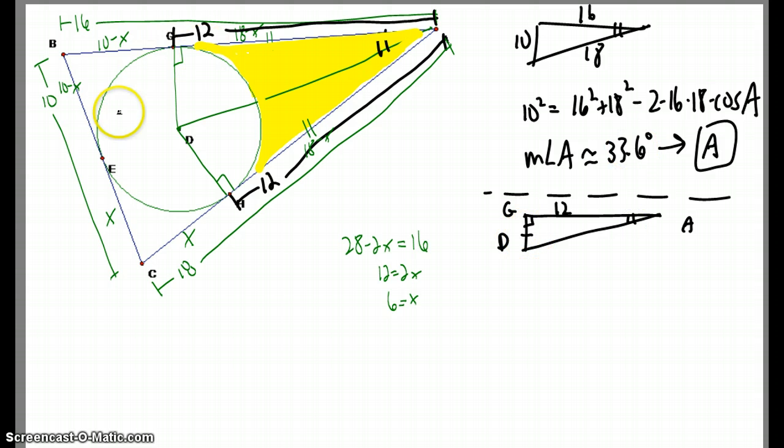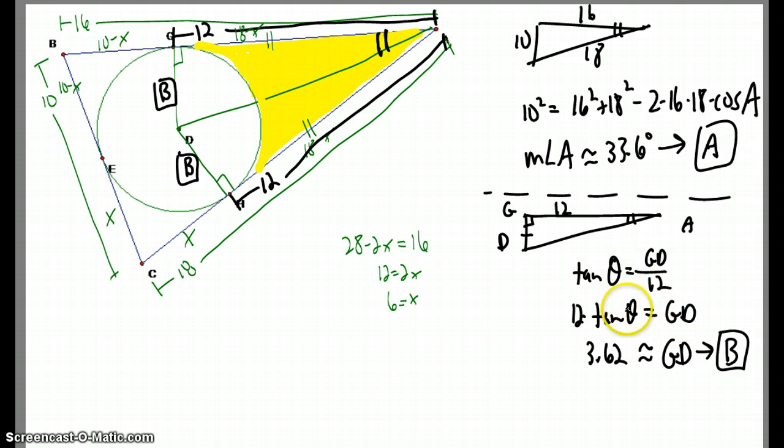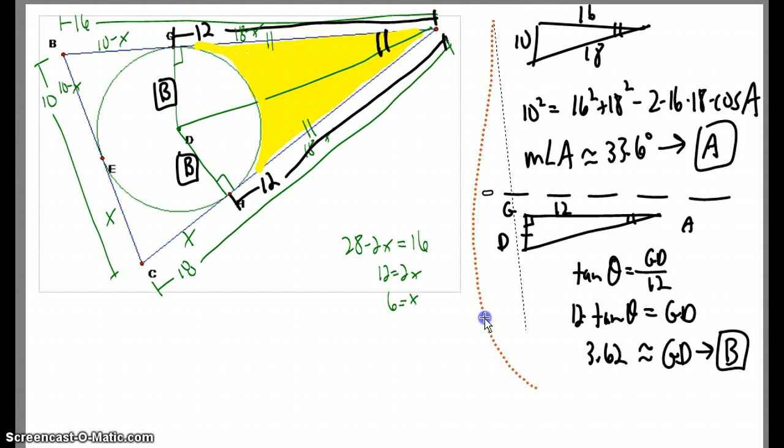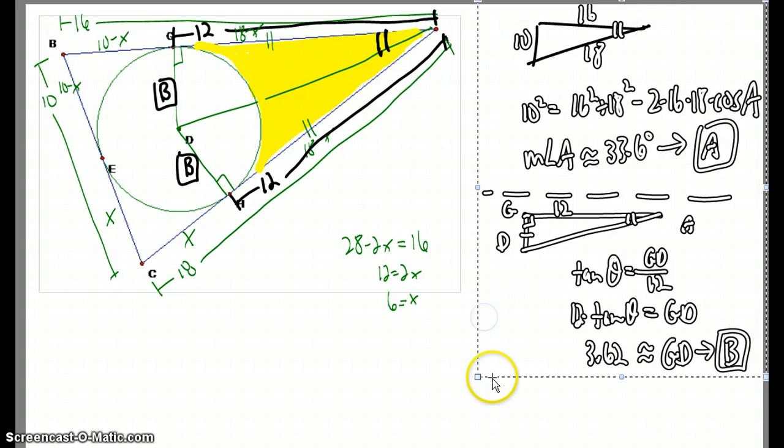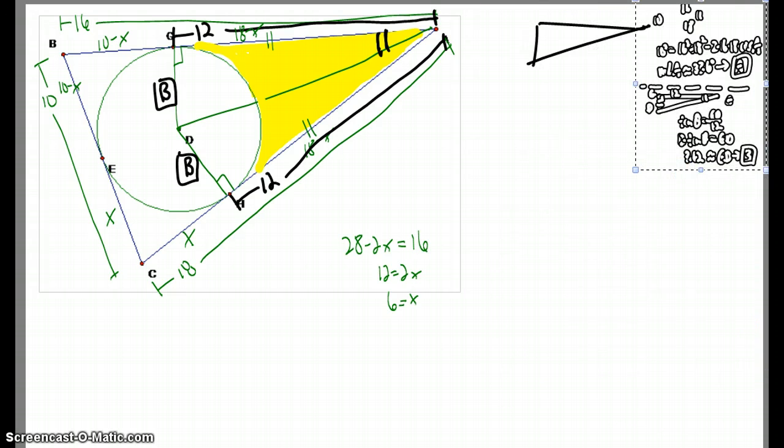To figure out GD, which is the radius of that circle, which is going to be important for us, we're going to say that the tangent of, let's call that angle theta, is equal to GD divided by 12, and multiply both sides by 12, so 12 times the tangent of theta, theta we know, is equal to GD. So then, doing those calculations, we get that the length of GD, or the radius of that circle, is approximately 3.62. So we've got a lot of important numbers in here so far, and we'll minimize some of this.